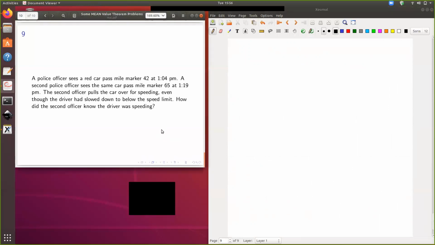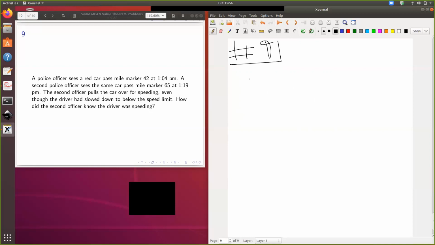So let's do another one. A police officer sees a red car pass mile marker 42 at 1:04 p.m. A second police officer sees the same car pass mile marker 65 at 1:19 p.m. The second officer pulls the car over for speeding, even though the driver had slowed down to below the speed limit. How did the second officer know the driver was speeding? Well, apparently the officer knew a half a semester of Cal 1, which is pretty cool.